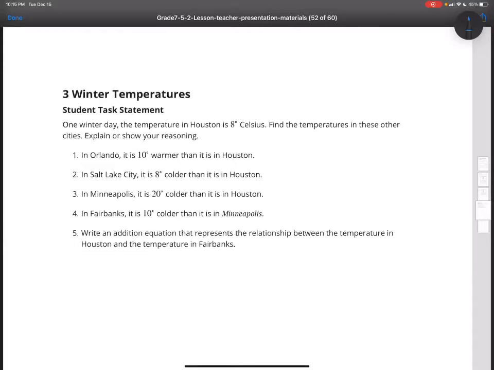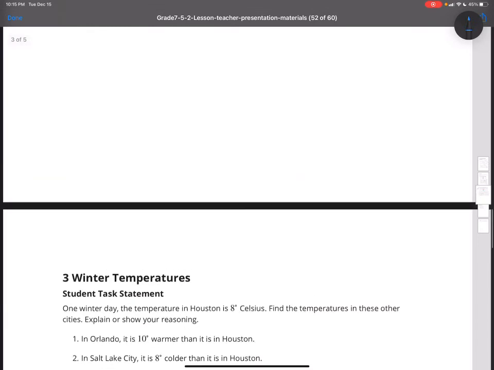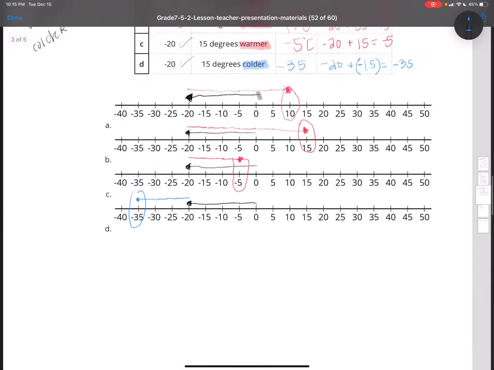Okay, guys, let's look at the third student task statement called winter temperatures. One winter day, the temperature in Houston is 8 degrees Celsius. Find the temperatures in these other cities. Explain or show your reasoning. It has like 5 questions, and it says in Orlando, it is 10 degrees warmer than it is in Houston. All right. So I want to reference back to the last problem we did.